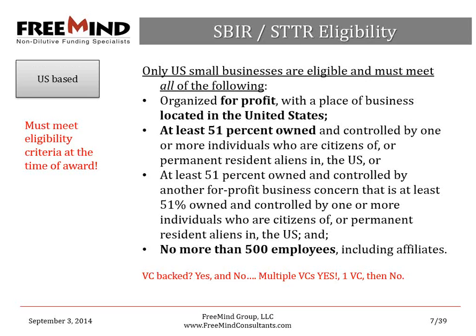In order to be eligible for an SBIR or STTR, the entity applying for the grant must be a for-profit company, and it must have its place of business in the USA. It must also be at least 51% owned and controlled by one or more individuals who are citizens of or permanent resident aliens in the United States, or, and I apologize for the legalese, but hang on, or at least 51% owned and controlled by another for-profit business that is at least 51% owned and controlled by one or more individuals who are citizens of or permanent resident aliens in the United States.